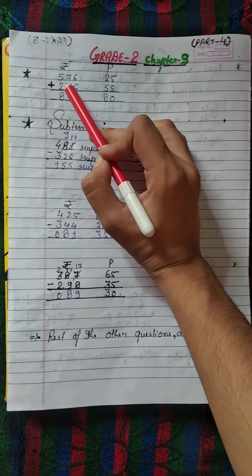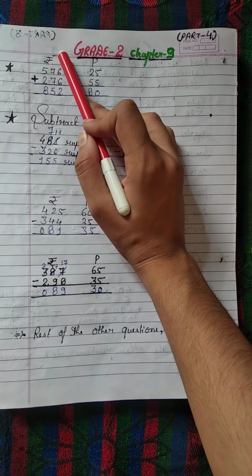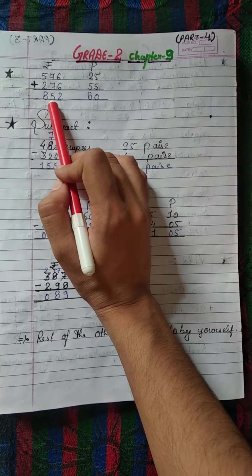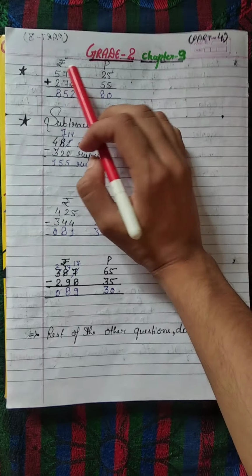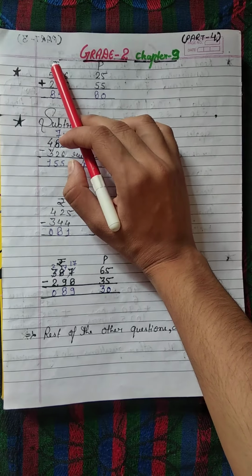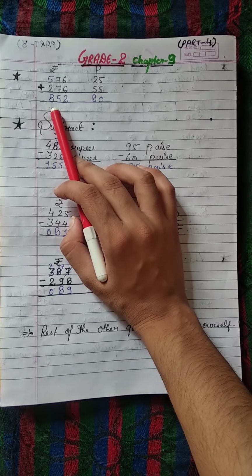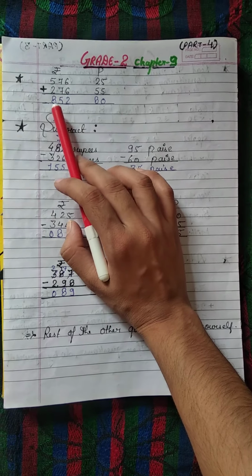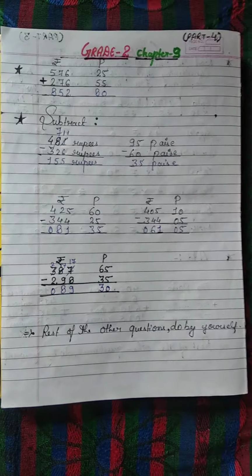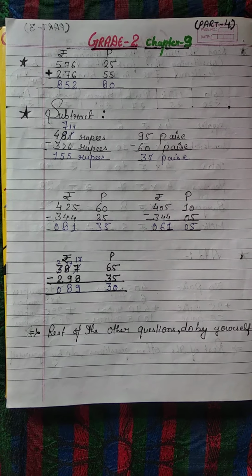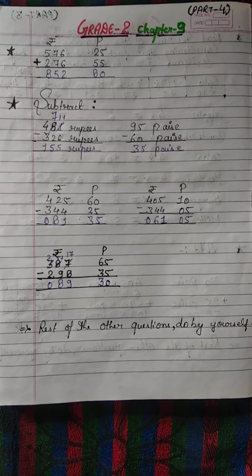Okay. Now 7 and 7, 14, 14 or 1, 15. So we will write 5 of 15 here and 1 will be carry again. 5 and 1, 6, 6 or 2, 8. So what is our answer now? 852 rupees and 80 paise. I hope class this is clear in your mind.